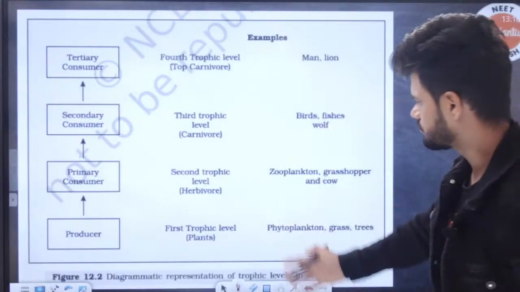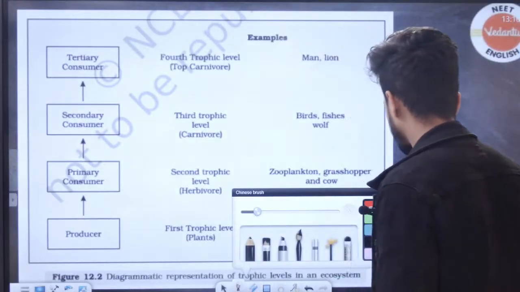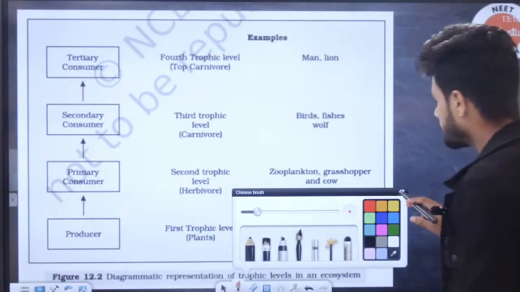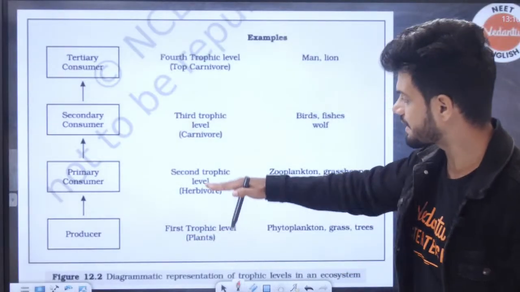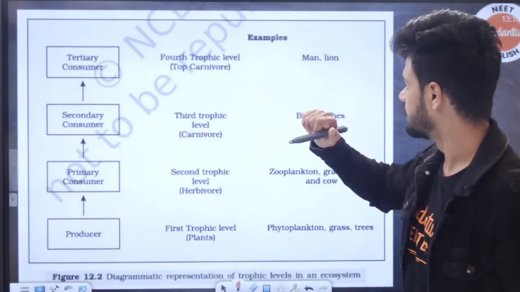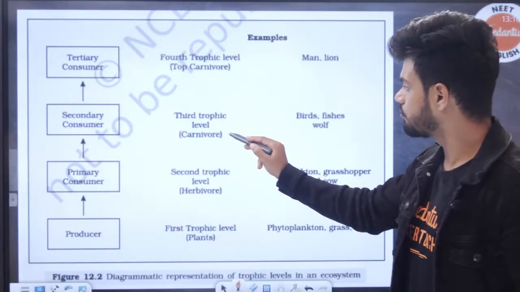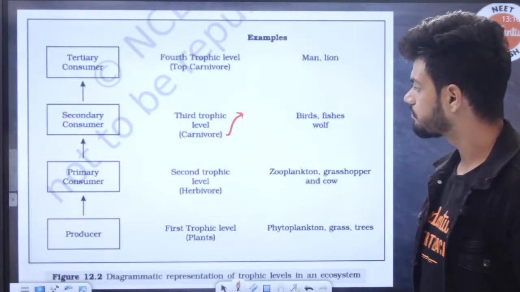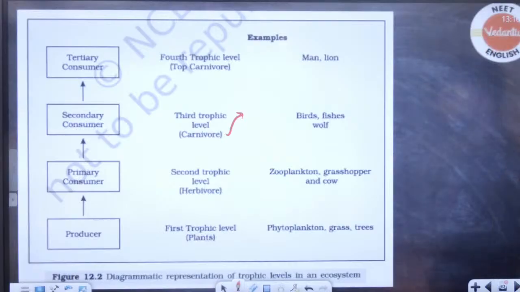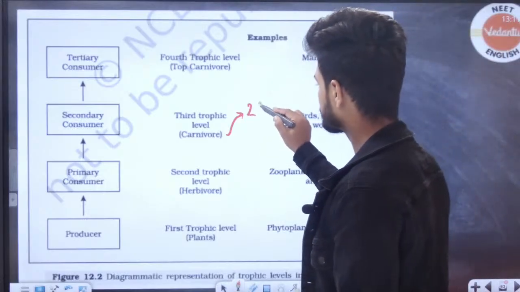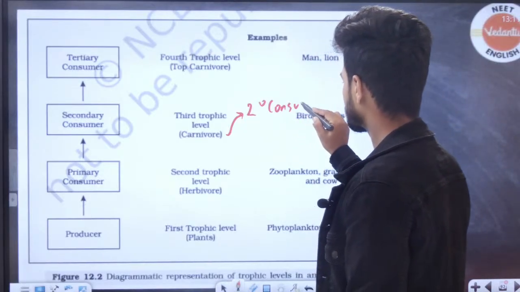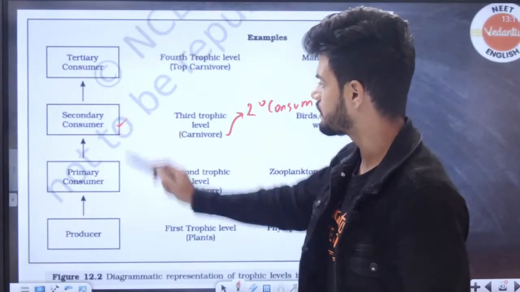It is given here also. Can you see? All of you can see this? Yes or no? Here we have the first trophic level, second trophic level, third trophic level, fourth trophic level. Tell me, this carnivore right here is which type of consumer? Is it a primary consumer or secondary consumer? Tell me. Carnivore is a secondary consumer. It's given here.